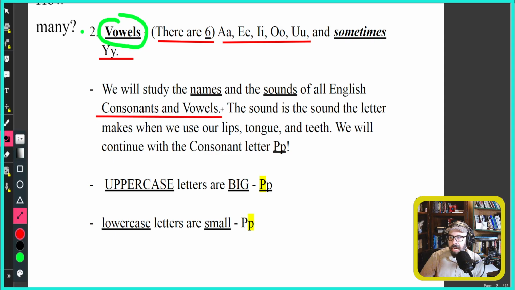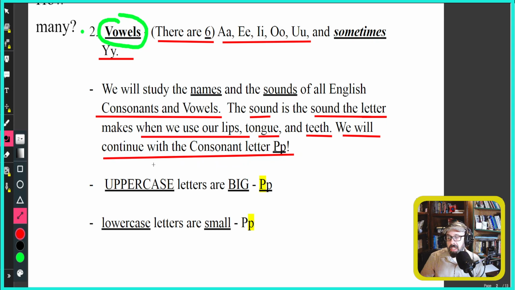Okay, study sounds. Remember, when we talk about sound, sound is the sound that the letter makes when you use your lips, your tongue, and your teeth. Okay, lips, tongues, teeth to make the sound. Okay. All right, we will continue with the letter P in this lesson.